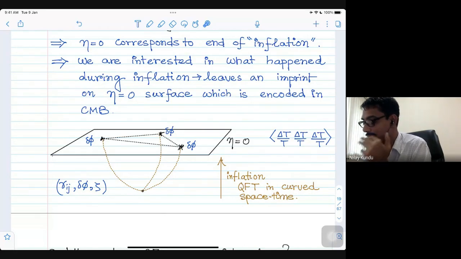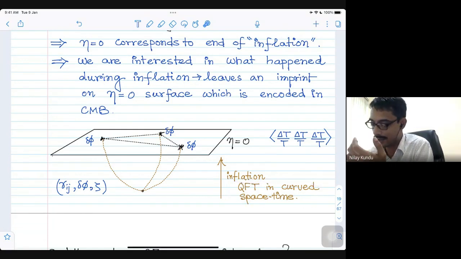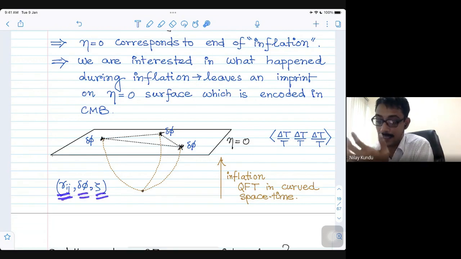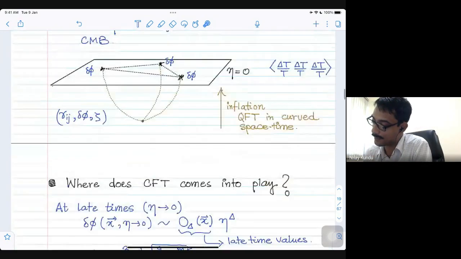So when we are looking for de-Sitter physics, what we are doing is quantum field theory in curved space-time. I have gamma ij, delta phi, or zeta, the tensor mode or scalar modes, and how do they evolve or how do they interact in a curved background. So this is quantum field theory in curved space-time on this side. Now this is all what we have explained so far.